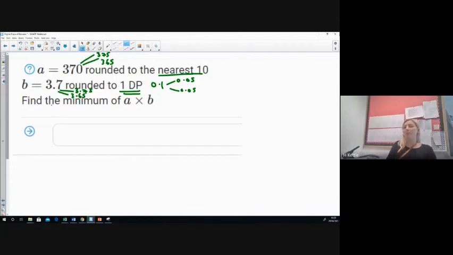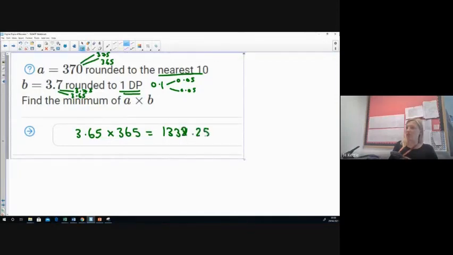So we then want to find the minimum of A times B. Now, the minimum for a multiplication is going to be the smallest A multiplied by the smallest B. So 3.65 times 365. That's the smallest B and the smallest A being multiplied together. We can then use our calculator, 3.65 times 365, and that is 1,332.25.